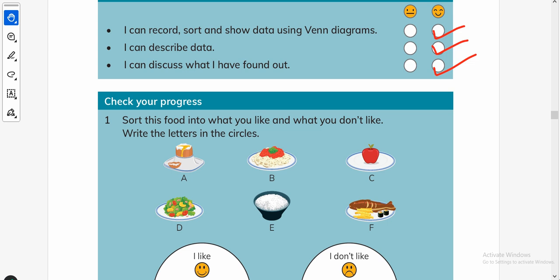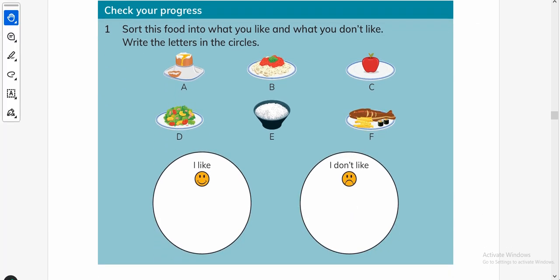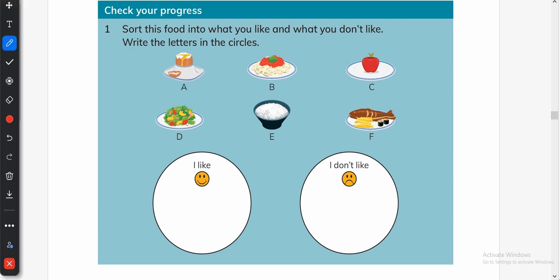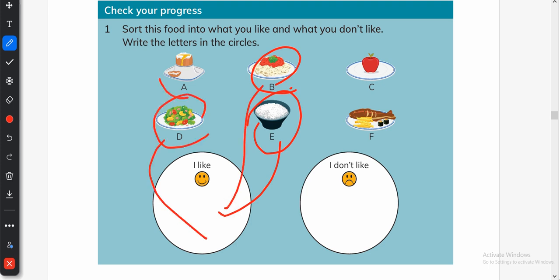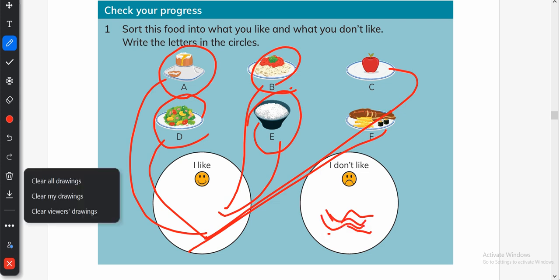Okay. Check your progress. Sort this food into what you like and what you don't like. Write the letters in the circles. I like and I don't like. I think it is rice. Yes, I like. It is something Chinese. I like. I like it. Well, it is cake, apple, and fish and fries. Yes, I like everything. What I don't like, so there is nothing I don't like about the food. I like everything, Alhamdulillah.